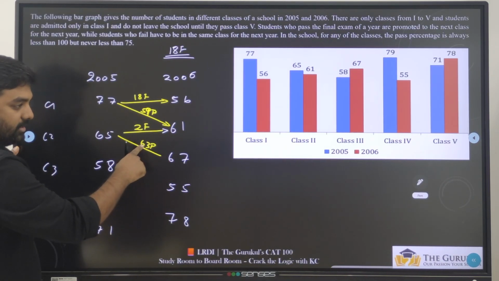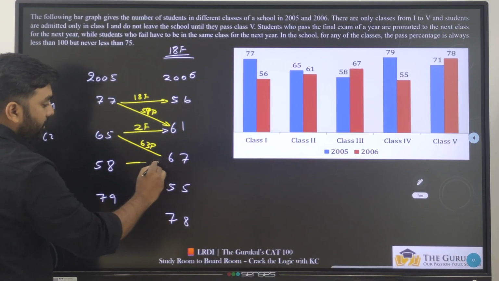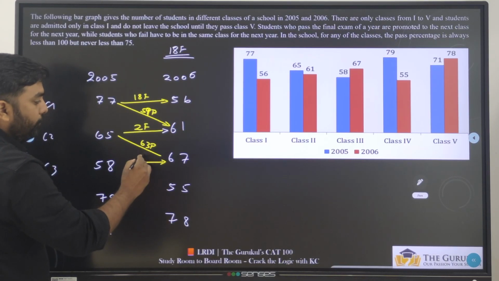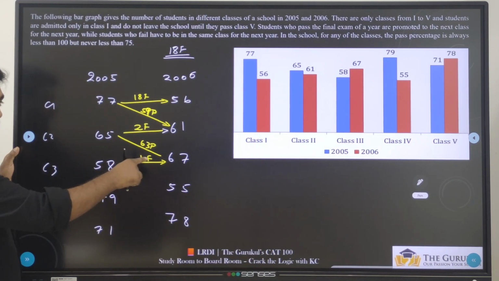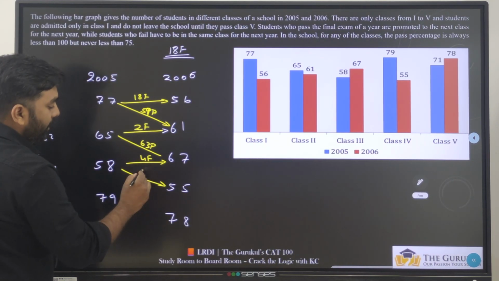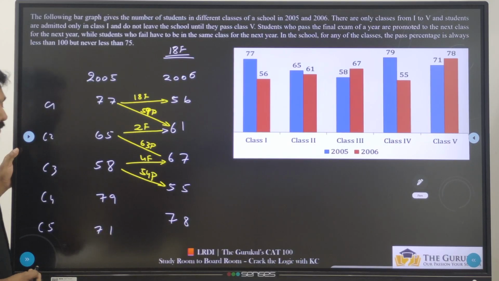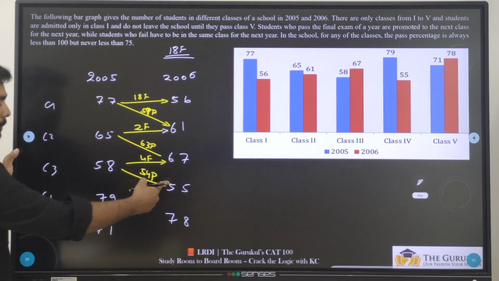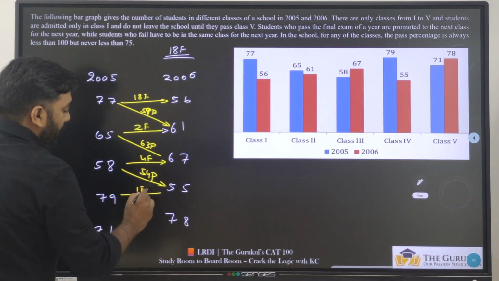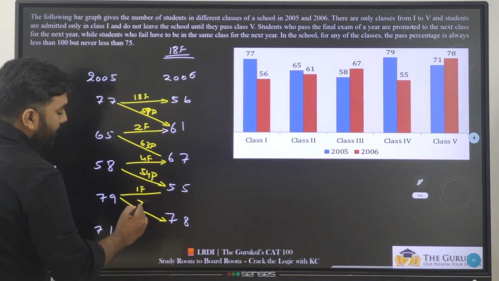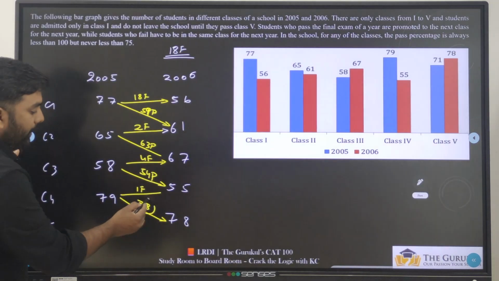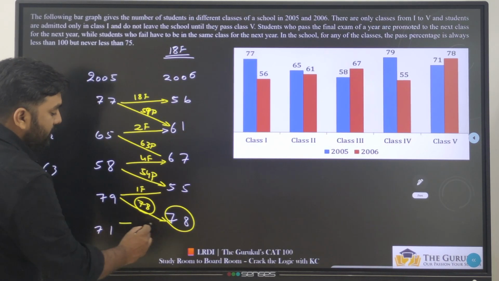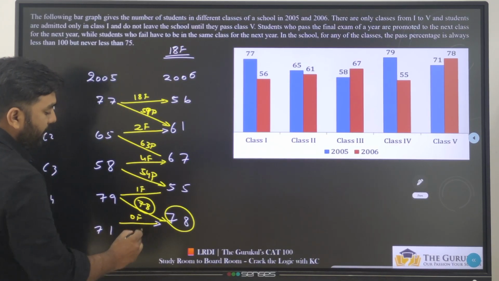Out of 67, 63 are from the previous year, which means the remaining 4 members are the failed students over here. Out of 58, 4 are fail. 54 will pass and go for the next class. 1 person failed. So the remaining 78 people will pass and go for the next class. If you observe carefully, all the people are coming from here to here, which means there is no failed student over here.